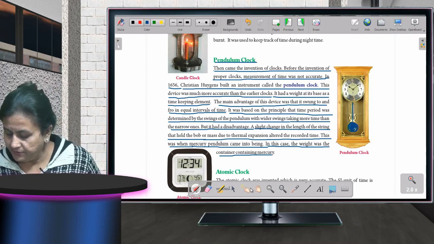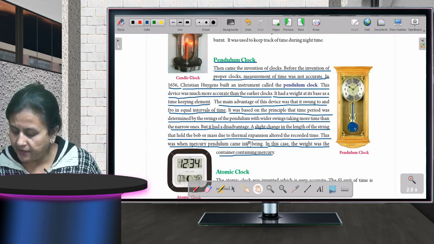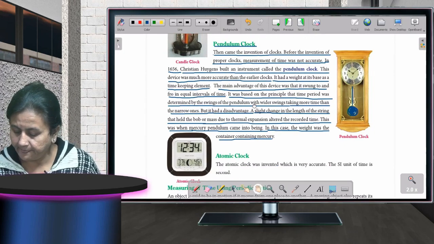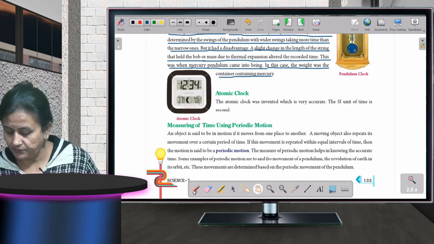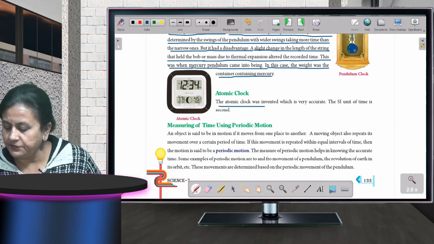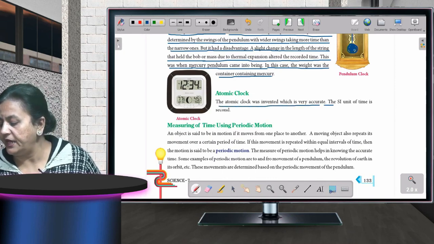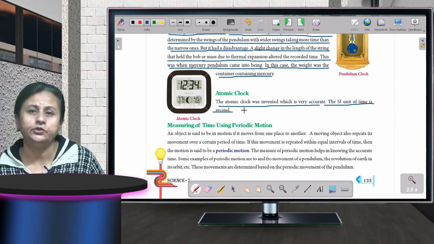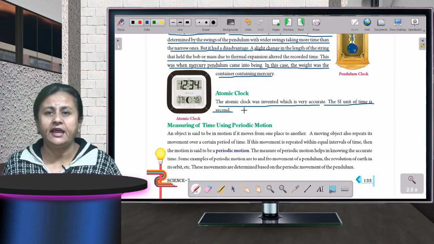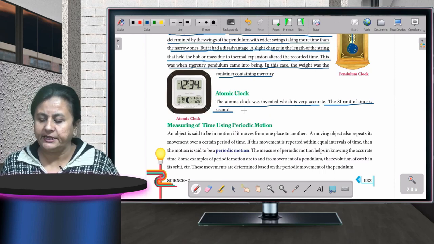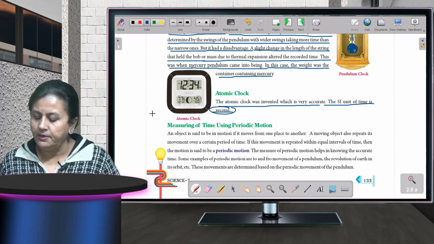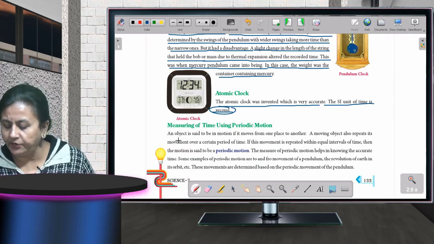Okay. Now come to the atomic clock. Can you all see on your screens also? The atomic clock was invented, which is very accurate. The SI unit of time is the second, which I told you, the SI unit. Everything has a standard unit. The standard unit of time is the second. Fine children. Now, measuring of time using periodic motion.